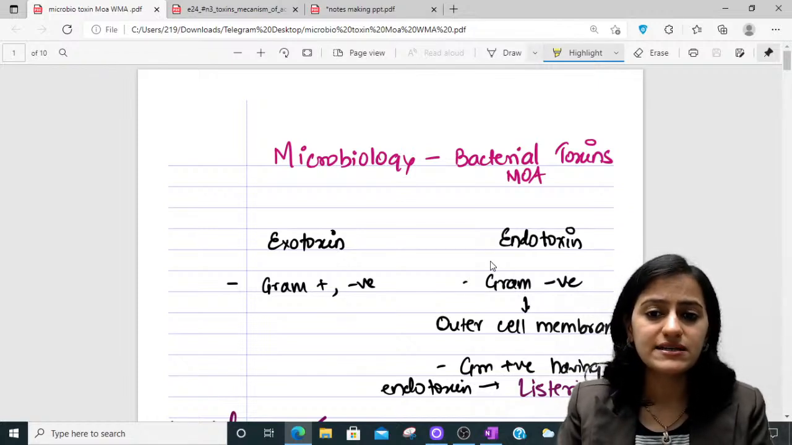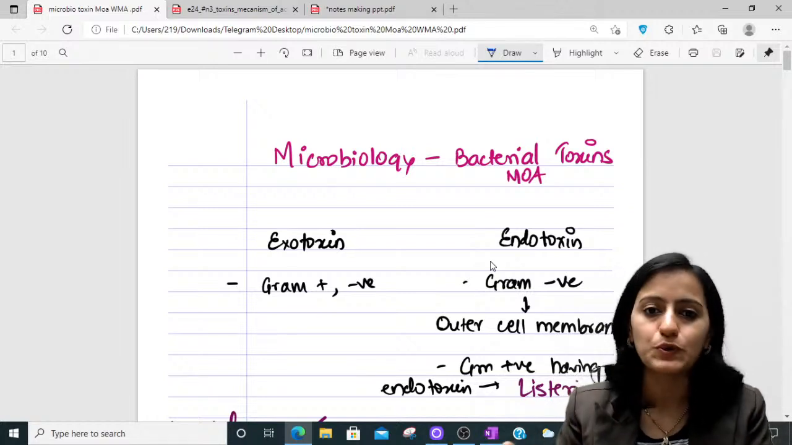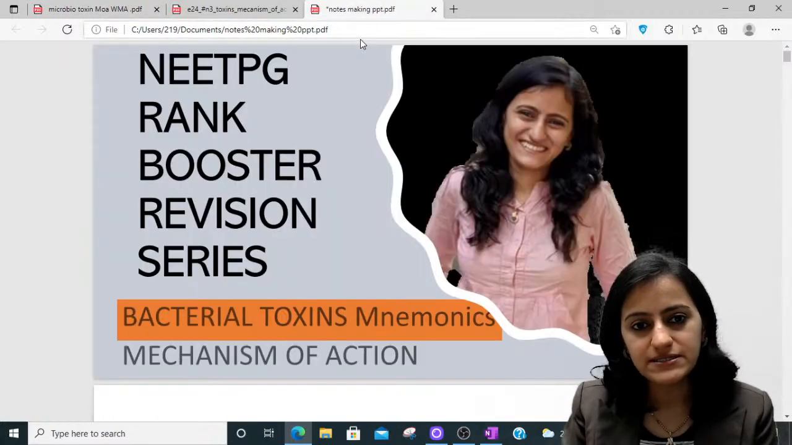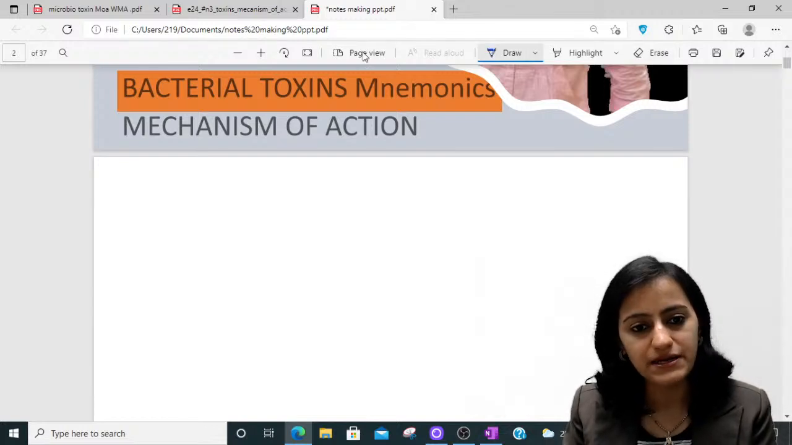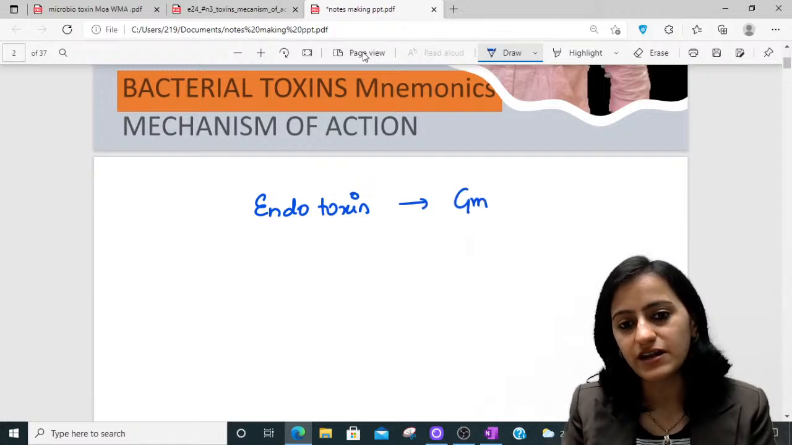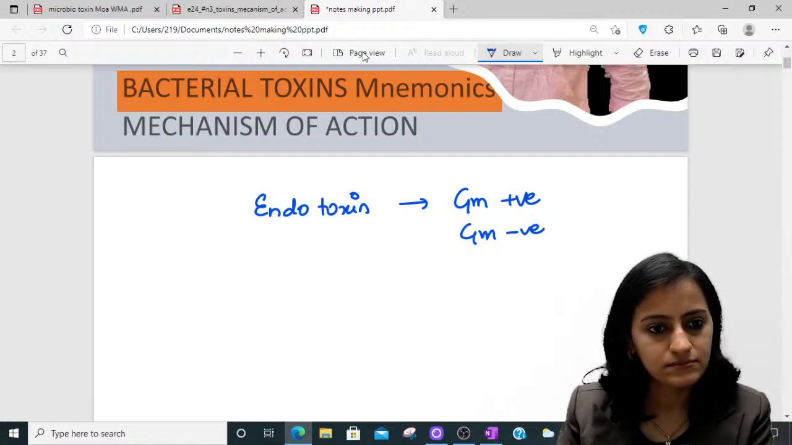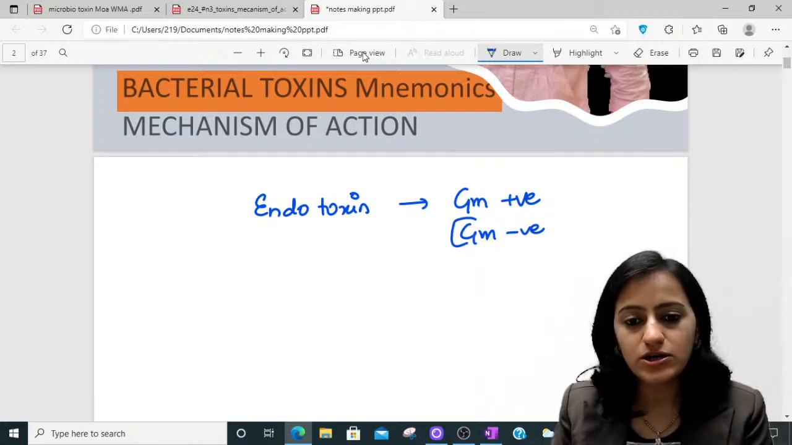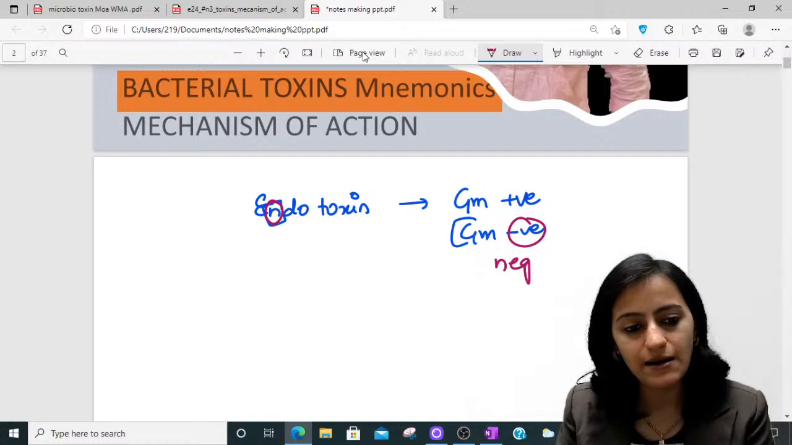So now starting with the topic of bacterial toxins. First we have exotoxin and we have endotoxin. The trick to remember is, endotoxin is present in gram positive or gram negative? Remember, endo is N, which is your gram negative. It is present in your gram negative bacteria.